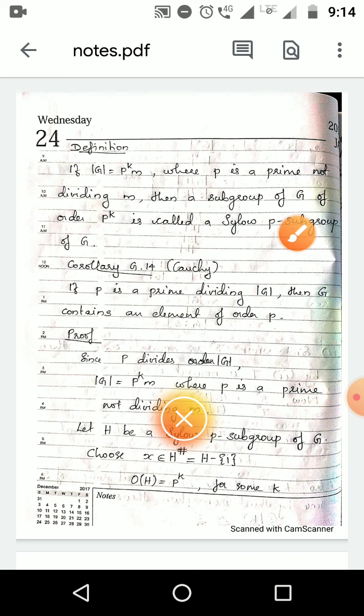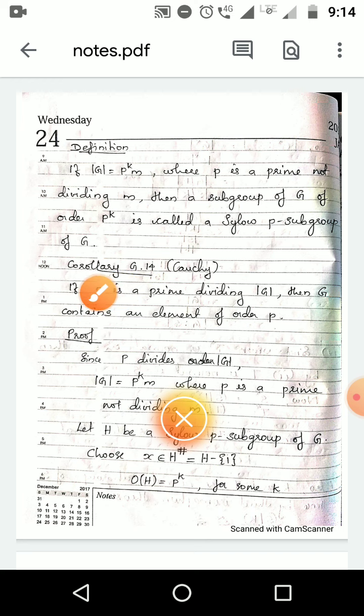So a Sylow p-subgroup of a group means: if a group has order p^k · m, where p is a prime not dividing m, then the subgroup of order p^k is called the Sylow p-subgroup of G.